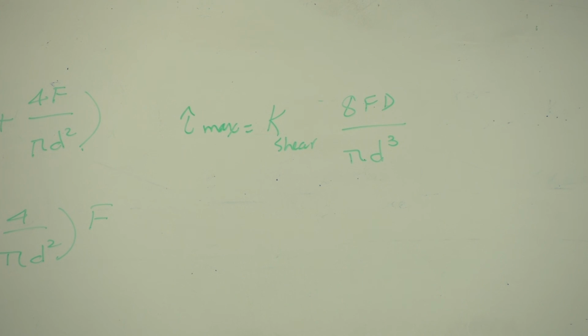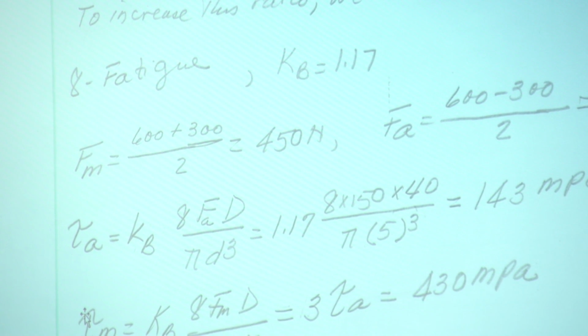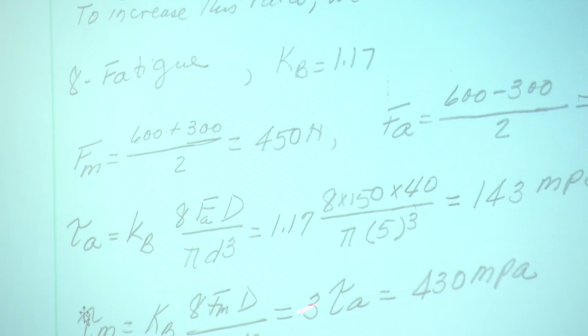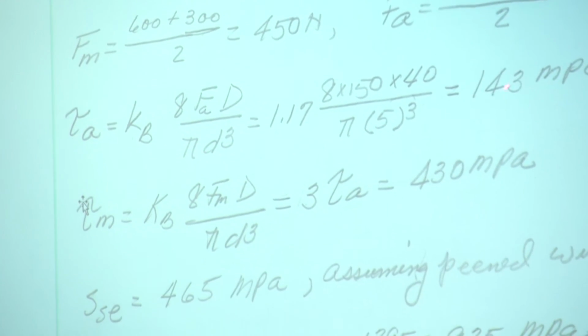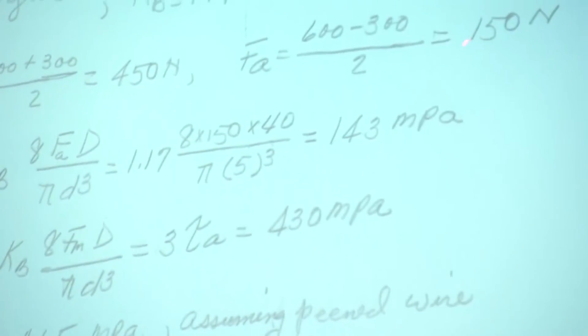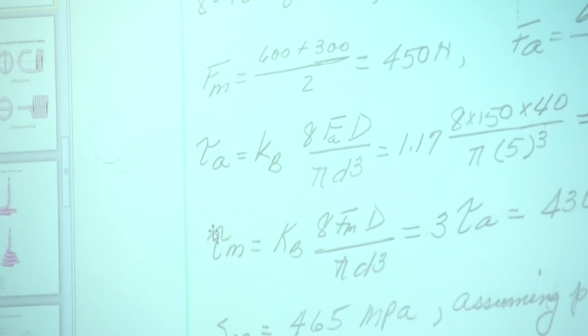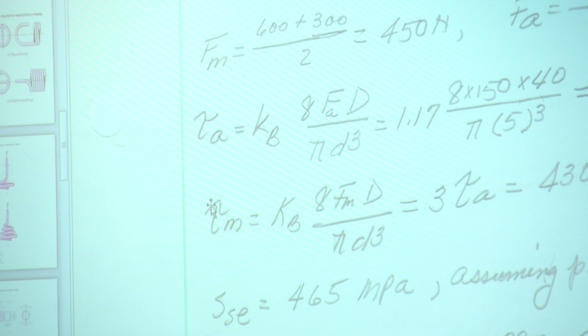There is one more difference between tension springs. Mean. So if you get nice ratios like this, don't calculate them both. Just calculate one and use the ratio. Actually, I said 3 tau A. There we go. Tau A is calculated 143. If Fm is 3 times Fa, it follows that tau m is 3 times tau A. So 430. In other words, you don't need to recalculate that again.